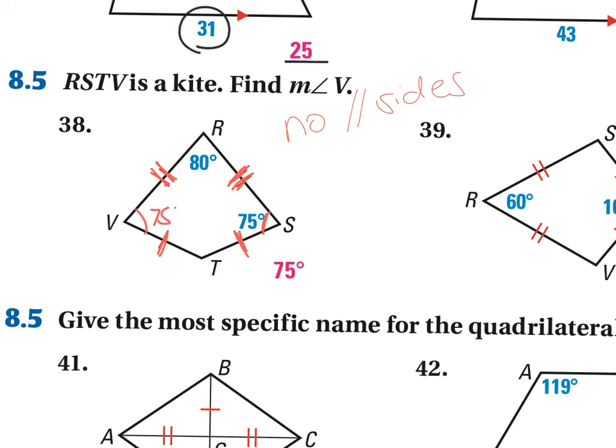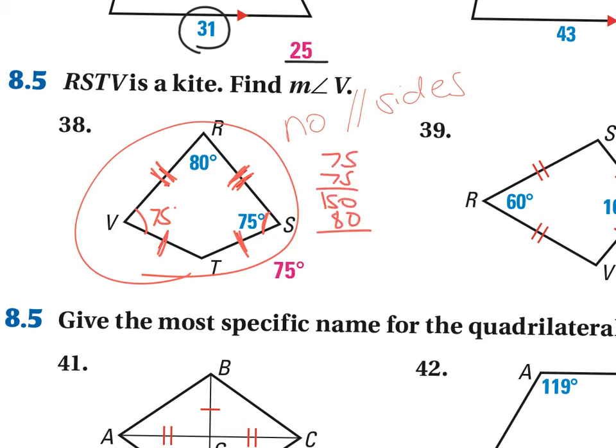And then it's still a quadrilateral, so all of these have to add up to 360. So if I add the 75 and the 75, that's 150. Add the 80, that's 230. And then subtract that from 360, and I'd get 130 here. So you can fill in all the missing angles.